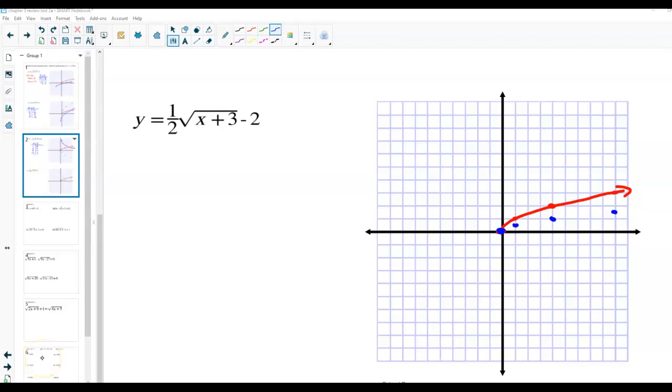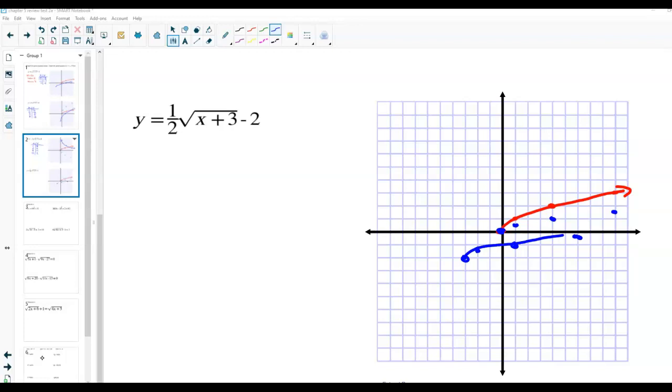Here, from here, we're going to go left 1, 2, 3, down 2. Left 1, 2, 3, down 2. It puts me in the middle. Left 1, 2, 3, down 2. And left 1, 2, 3, down 2.